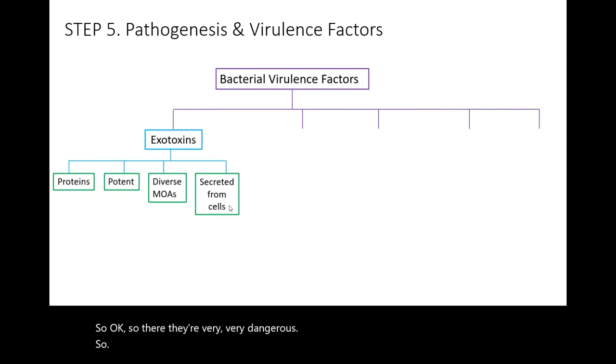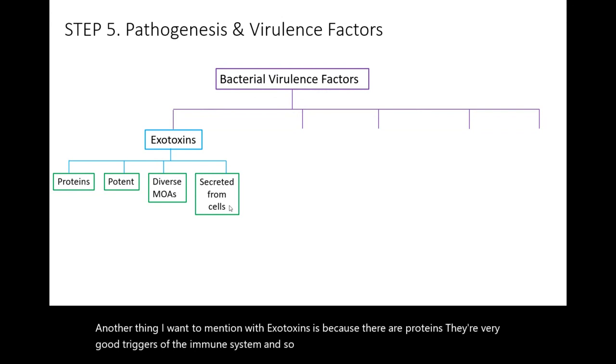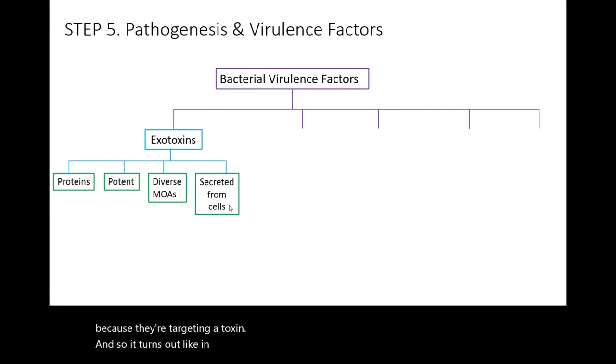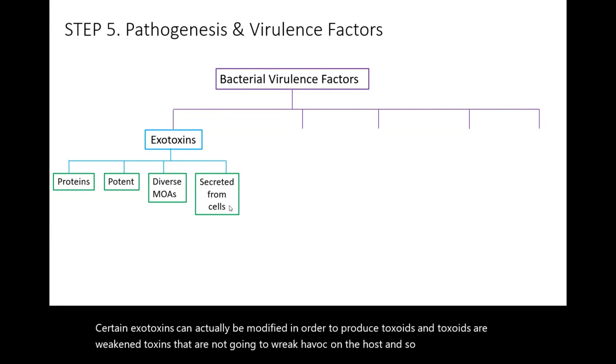Another thing I want to mention with exotoxins is that because they're proteins, they're very good triggers of the immune system. And so our body will actually make antibodies against these exotoxins once we're exposed. We call these specific antibodies antitoxins because they're targeting a toxin. And it turns out, in the lab, certain exotoxins can be modified in order to produce toxoids. Toxoids are weakened toxins that are not going to wreak havoc on the host. And so these can be used as vaccines.